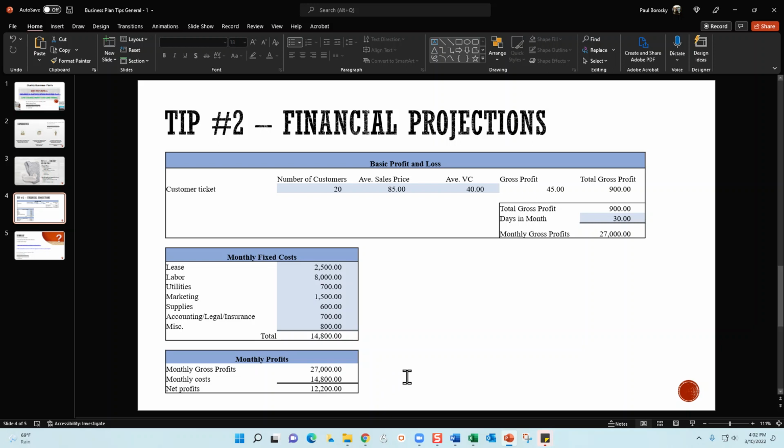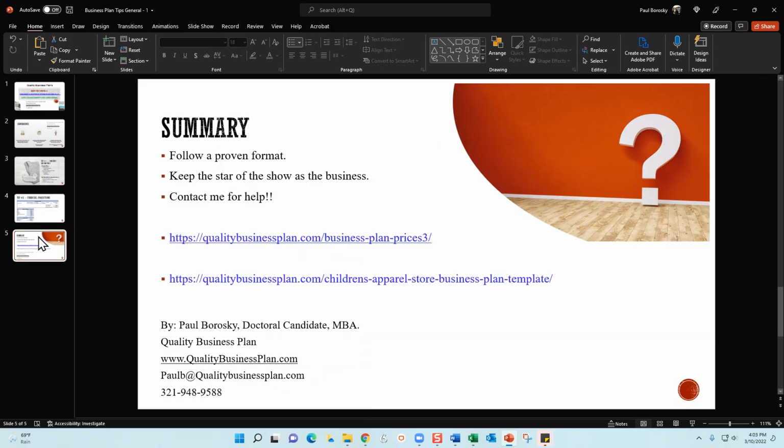So what this means to us is that if we get 20 customers in the door with an average sales price of $85, and we're able to keep our costs in line with our expectations, our net profit should be close to $12,000. All right, so hopefully this was helpful. And so in summary, when you're writing up your business plan, make sure to stay focused on the business itself.